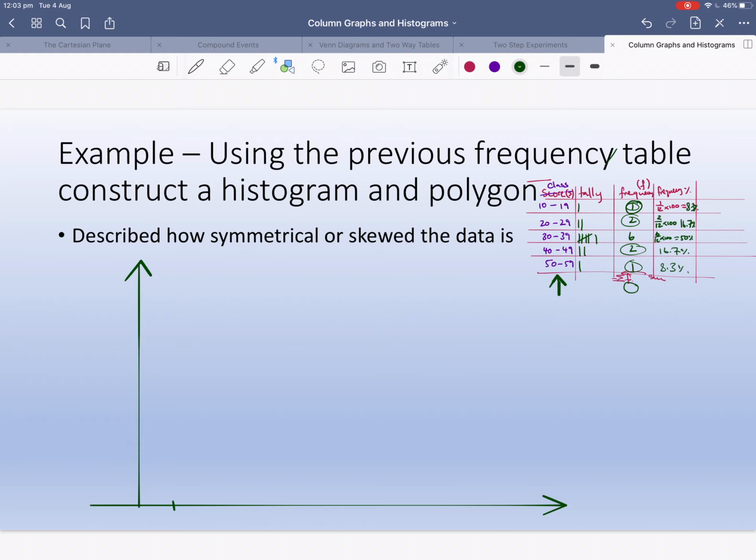So let's go 10 to 19. The next one is 20 to 29, 30 to 39, 40 to 49, 50 to 59. Now, down here are the classes, and up here I'm going to put frequency. Okay, now what's the highest frequency? It's 6, so I'm going to go 1, 2, 3, 4, 5, 6. So then I'm going to label that.